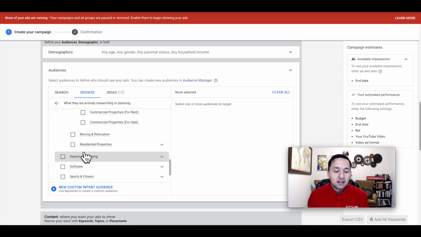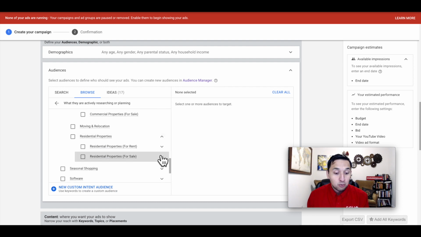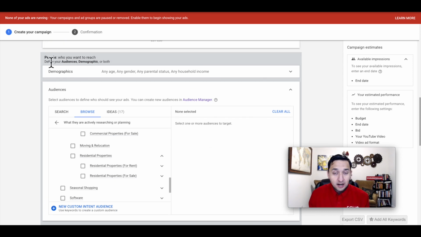Again, these are in market. Those are people that are looking for a real estate transaction rather soon. And when it comes to residential properties, these people, remember, we're targeting the people who you want to actually reach.